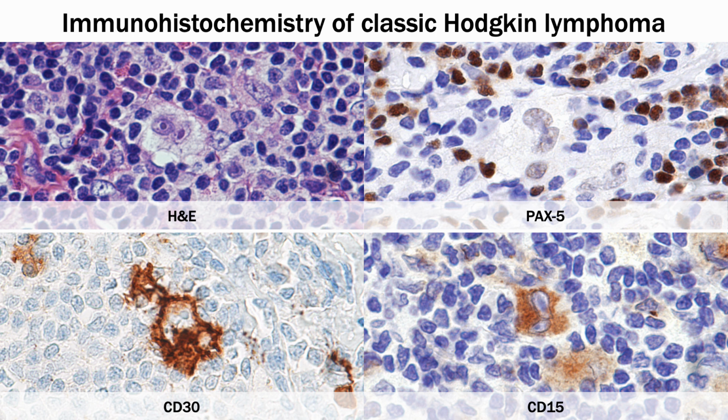lymphoma. But not infrequently, we don't have a perfect pattern like this. Often, for example, CD15 is negative or PAX5 is negative, and then we have to order additional stains to confirm the diagnosis. And so at the end of the day, it's fairly common to end up with 10 or 15 stains.